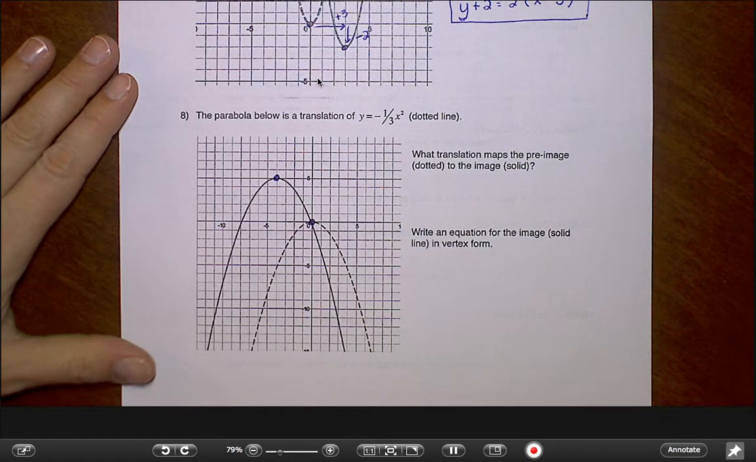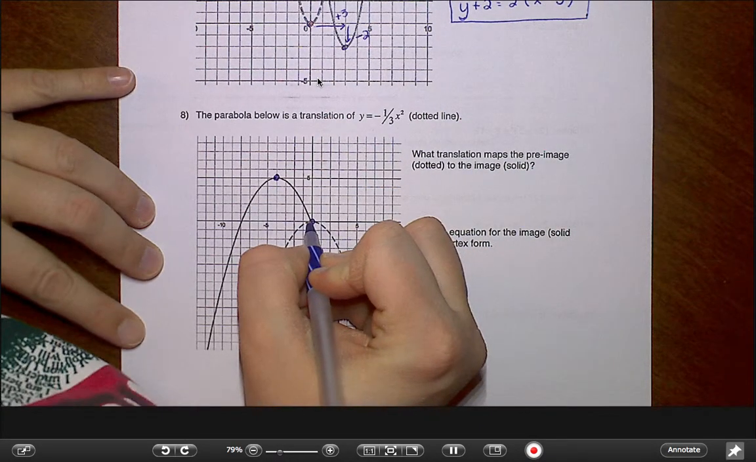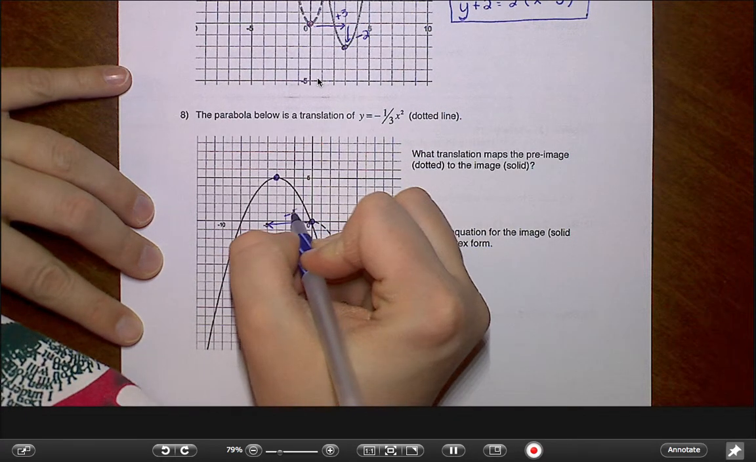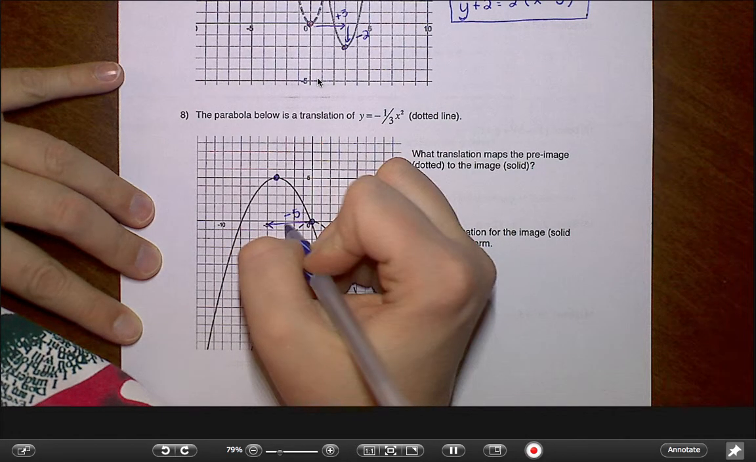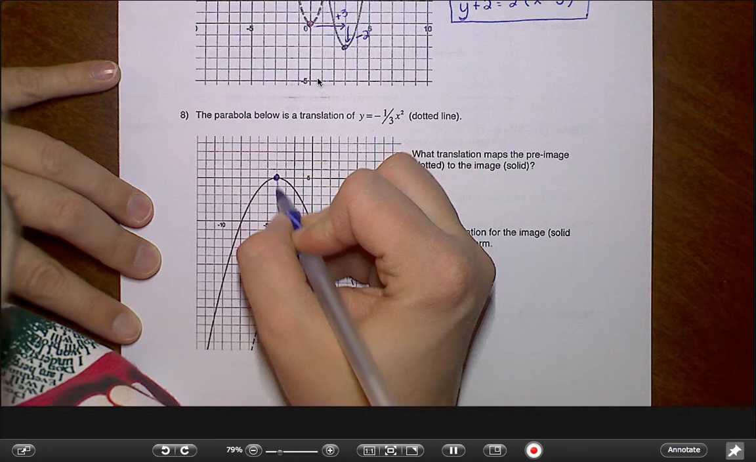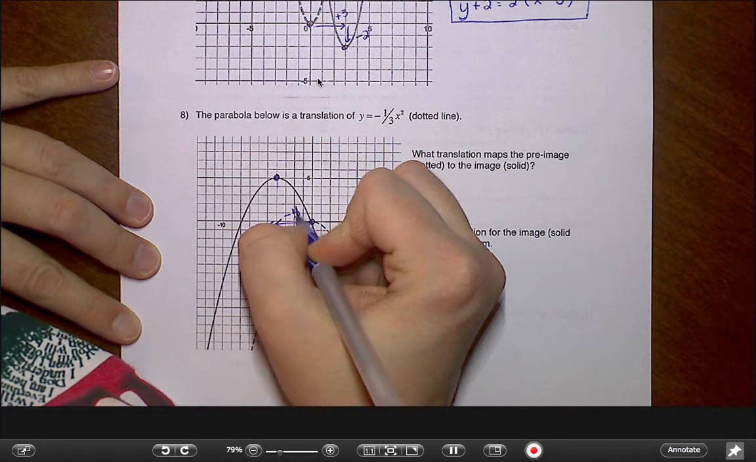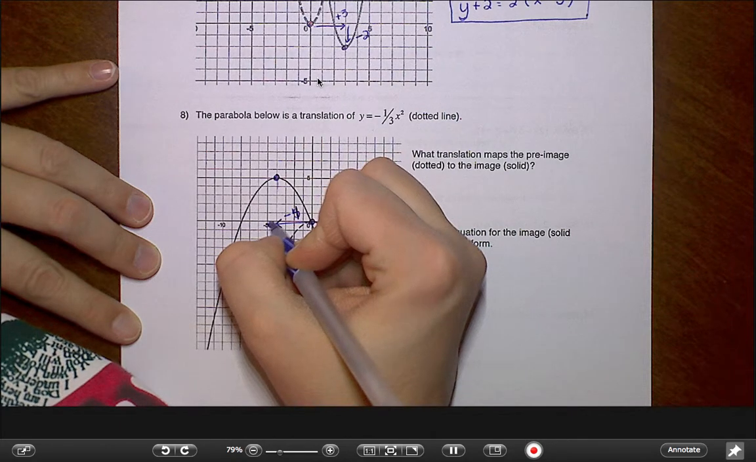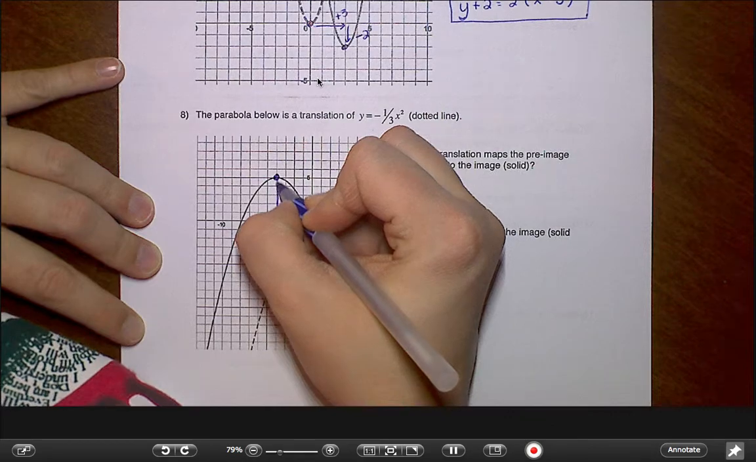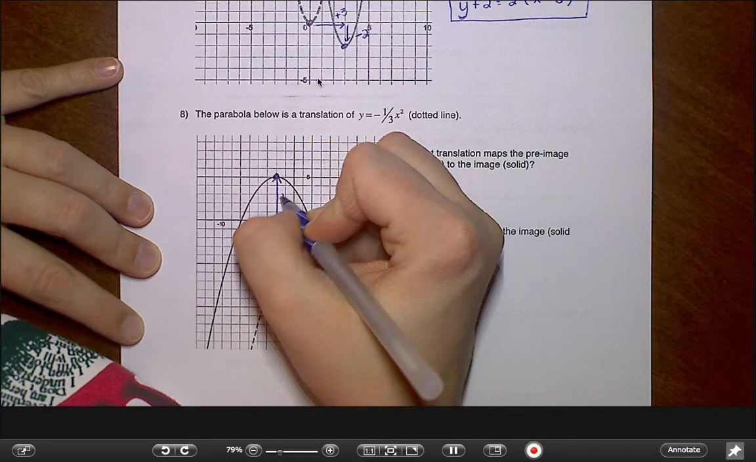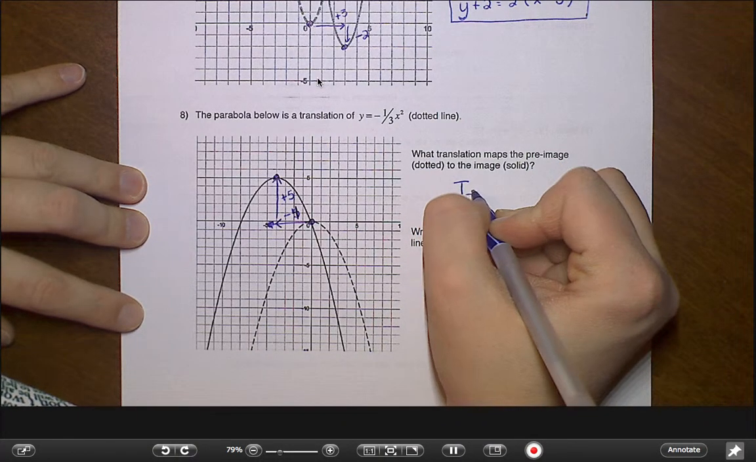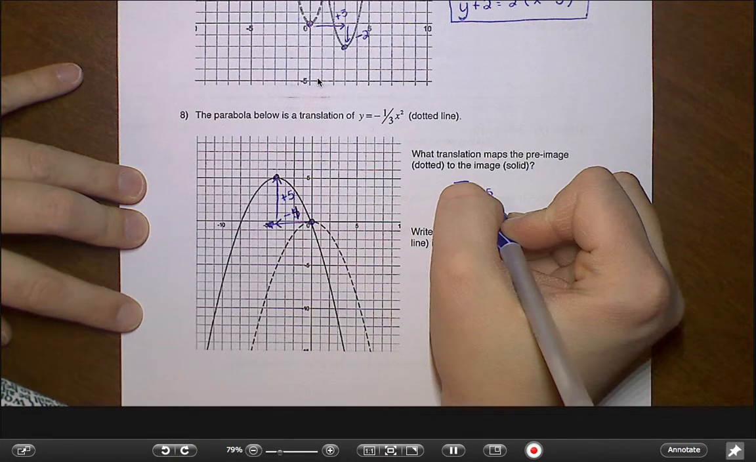There's my new vertex. So I'm really moving, let's see, it looks like 5 to the left, so that would be a negative 5. And then, oh, did I go over too far? I did, I'm sorry. I really just went to here, it looks like, so that's really a negative 4. Okay, ignore that. So negative 4, and then it looks like I went up 1, 2, 3, 4, 5. So I went up 5. That's positive 5. So my translation would be T(-4, 5).